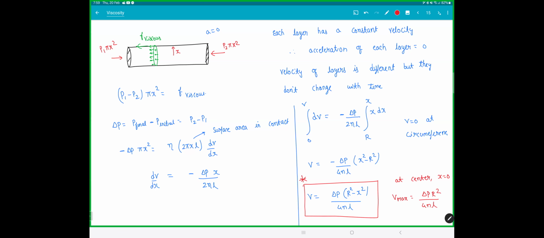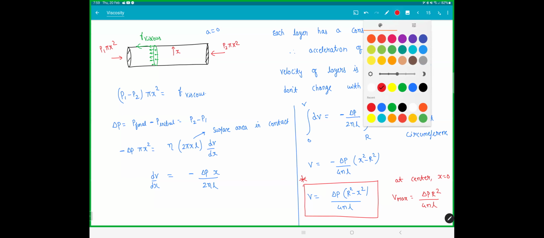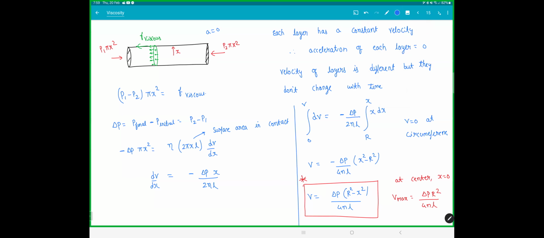Question still not over. Second part of the question is how much liquid is flowing through the pipe. If this is the velocity, every point has a different velocity, every point has a different area. Then how much liquid is flowing through this pipe every second? Try. I'll give you a minute more for that. We know from the equation of continuity it is area into V, but A is not constant, V is not constant.